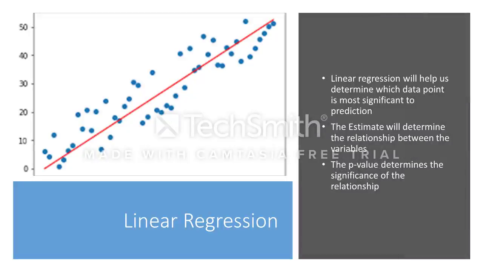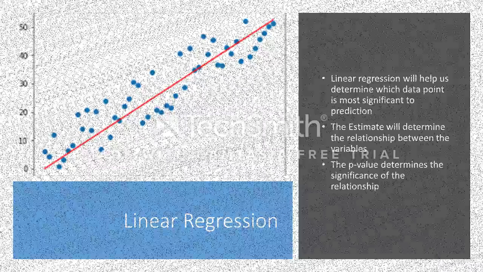We can also do some statistical analysis on the data, such as running a linear regression. A linear regression will help us determine which data points are the most significant for making predictions. The estimate will determine the relationship between the different variables. We can also calculate the p-value that determines the significance of the relationship.